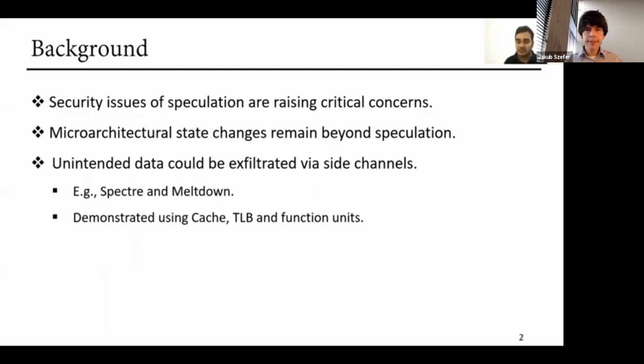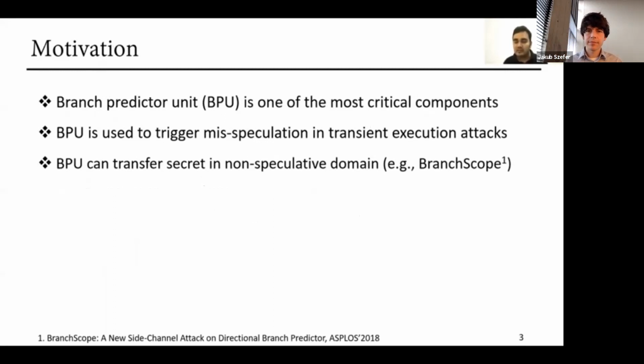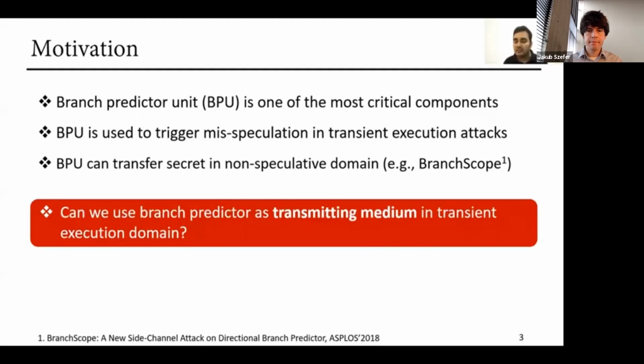Among various transient execution attacks, branch predictor is one of the most critical components. While BPU is usually utilized to trigger speculation, the actual transmission of secretive data typically relies on hardware components such as caches. On the other hand, prior works have also shown that branch predictor unit can transmit data in non-speculative domain. If branch predictor unit can be used as a side channel to transmit data in a speculative domain, it will create a new attack vector where unintended cross-domain secrets could be leaked through branch predictor, which can enable an even more dangerous transient execution adversary. So in this work, we want to answer the following question. Can we use branch predictor as a transmitting medium in transient execution domain?